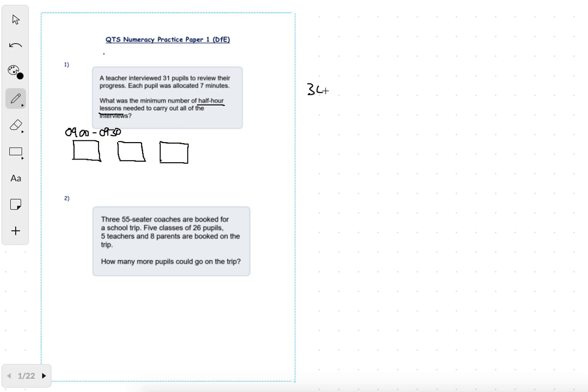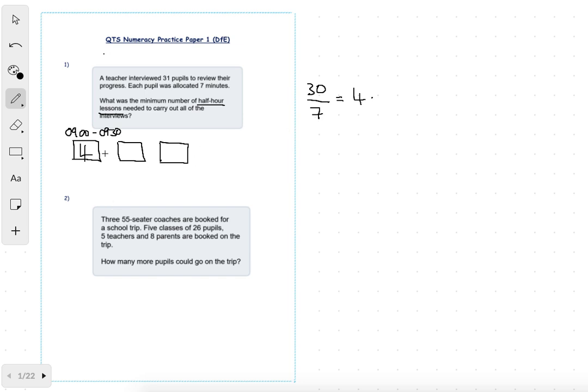You would need to look at 30 minutes divided by 7. Now if you were doing that on the calculator, you're going to get 4 point something, but of course this is question 1 in the DfE test. This is mental arithmetic. You really just need to be a bit sharp on your times tables here. You know 4 7s are 28. 5 7s is going to be too big, so it means that we can fit 4 pupils into that time slot. It doesn't matter that there's going to be 2 minutes left over.